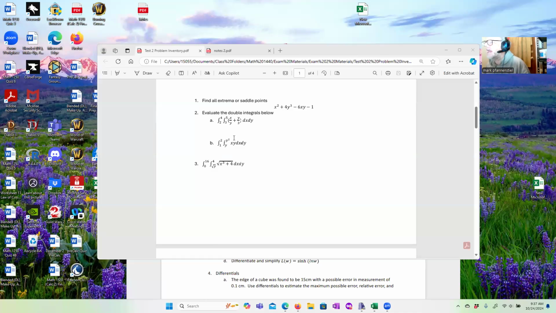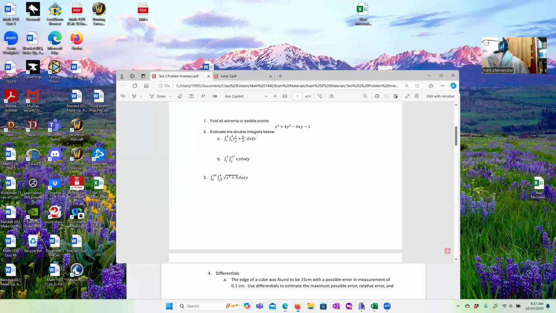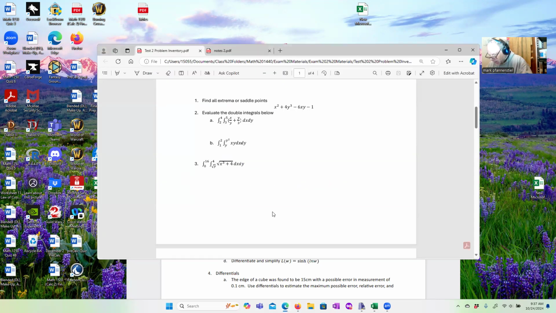We are going to be looking at problem number 3 here. So let's go ahead and get this thing set up. There we go, it's set up. We're going from 0 to 16, square root of y to 4 of x cubed plus 4. So let's have a look at what that looks like.